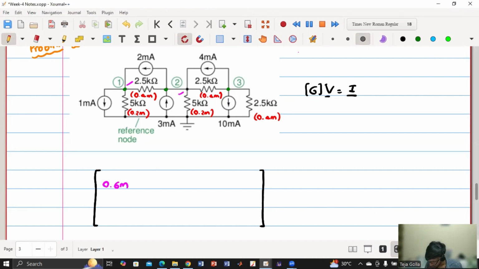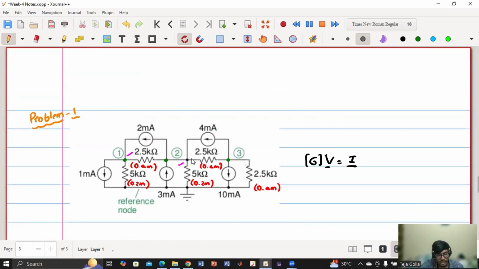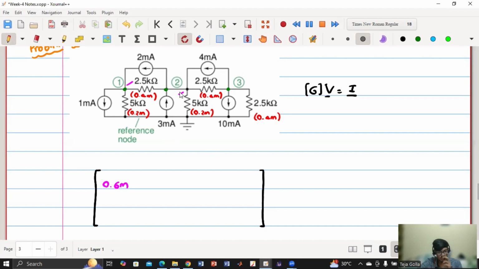And node 2, which is this node? No, I'm asking about this diagonal element, A22. So the total conductance at the node 2. You should see all the resistances that are connected to the node 2 and add the conductance. So how much is it? Someone has mentioned 0.8 in the chat. It is 0.4 plus 0.4 plus 0.2 because there are three resistors connected. So it is 1 milli.